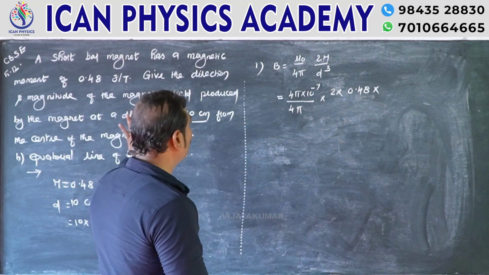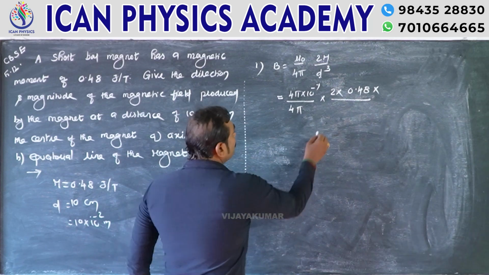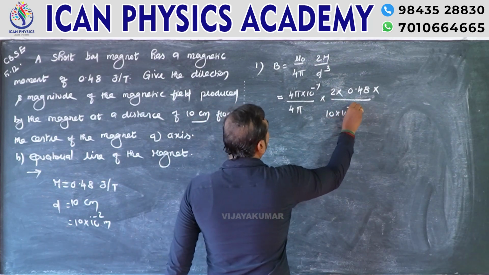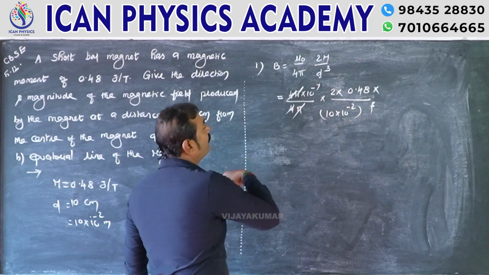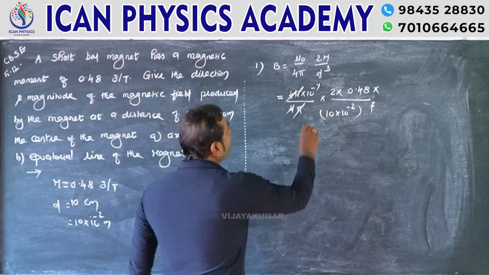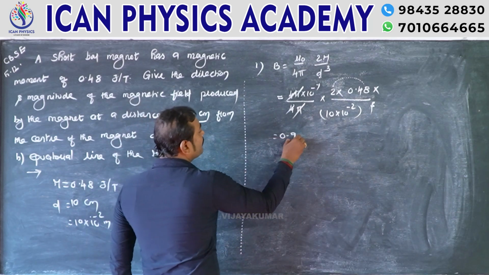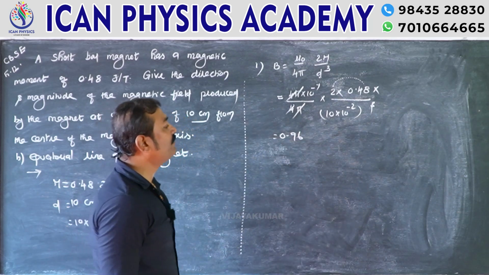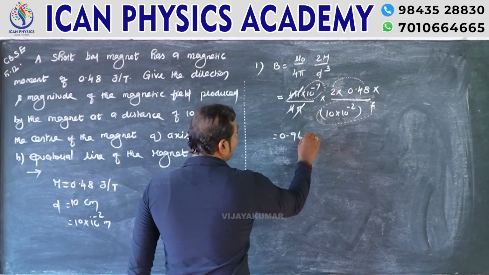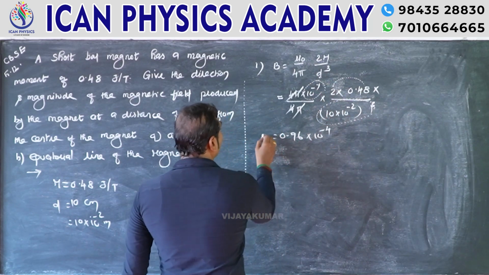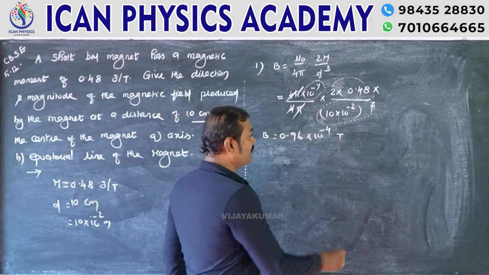Divided by d cube. So 10 into 10 to the power minus 2, whole cube, 4 pi. Okay, so 0.48 into 2 becomes 0.96. Cancelling this, finally you can get 10 to the power minus 4 Tesla as the magnetic field. So what about the direction?